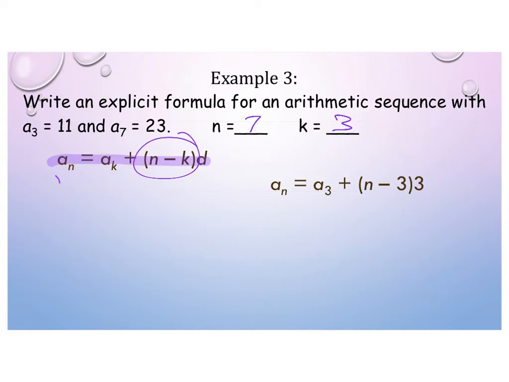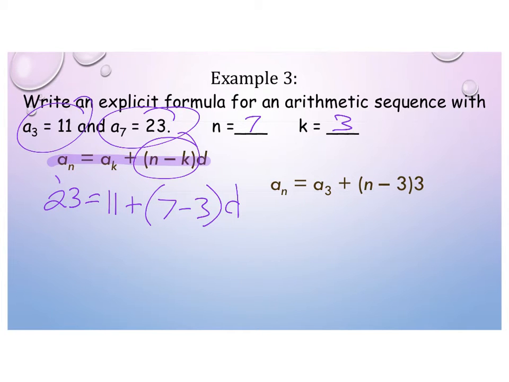All right, so I have to find d. I plug in the formula. a sub n, 23, equals a sub k, which is 11, plus n, which is 7, minus k, which is 3, times d. Now I solve this for d. I subtract 11, which gives me 12 equals 7 minus 3, which is 4d.